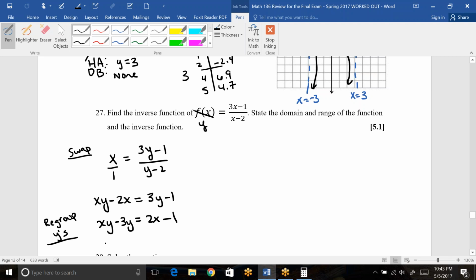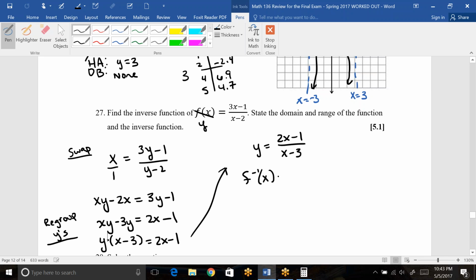The reason you want to get all the y's on the same side is you want to factor out the y. So then once you get that y factored out, you can divide the x minus 3 over. So then this would be my inverse, which we do want to write as f inverse of x.